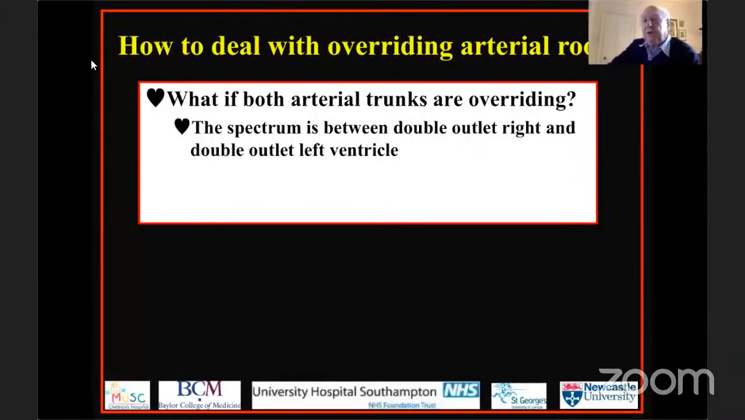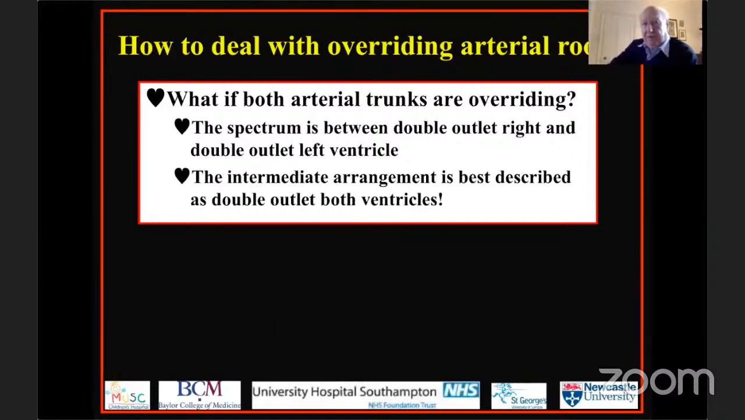Connections, and we do not take note of the intermediate situation. That is different when we are dealing with the situation in which both arterial valves are overriding, because it is this intermediate arrangement, when both arterial valves are overriding, that produces the arrangement that we're going to describe for you today, and what we would like to call double outlet both ventricles.